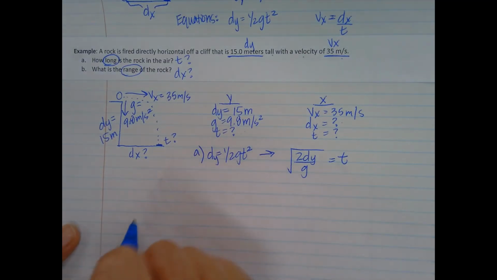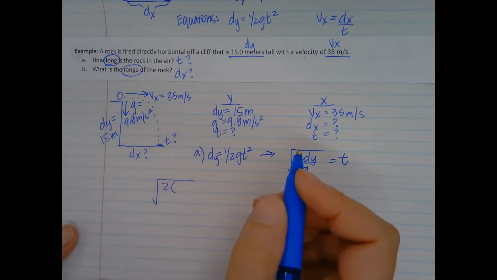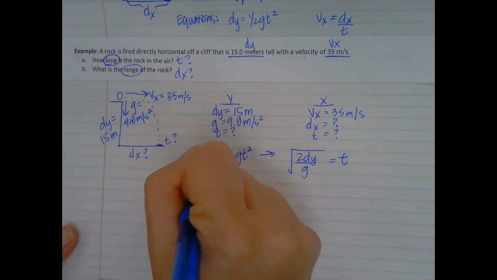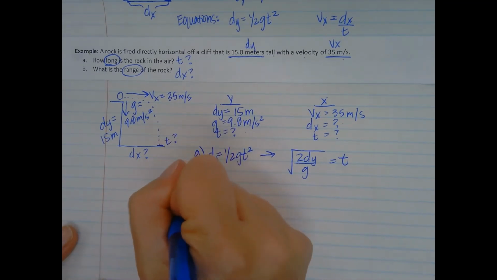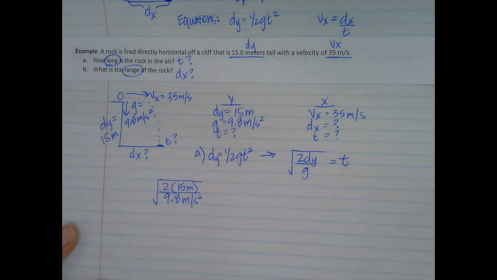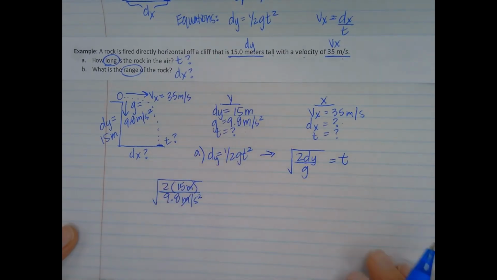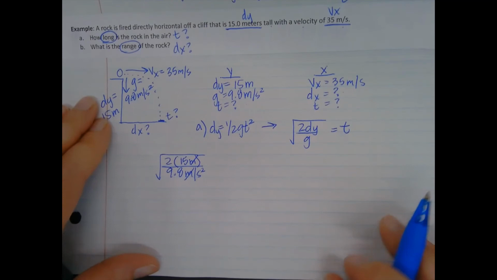Okay, so here we go. Square root of 2 times dy, which is 15 meters, divided by g, which is 9.8 meters per second squared. The meters and the meters will cancel. And then 1 over second squared. The second squared gets flipped to the top. So I'm going to solve this stepwise. So I'm just going to do what's inside of the square root first.